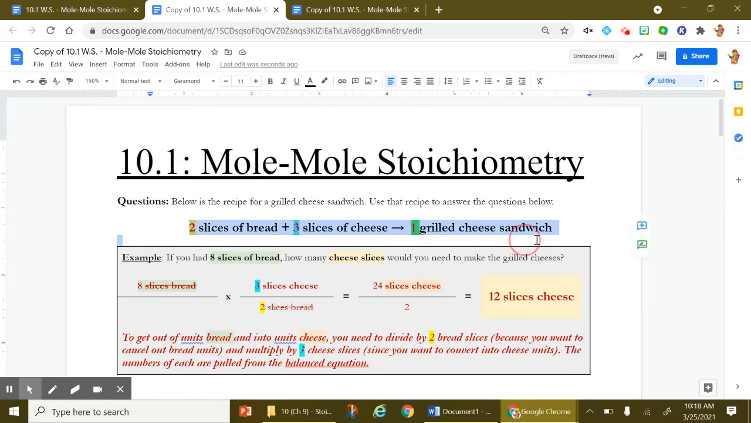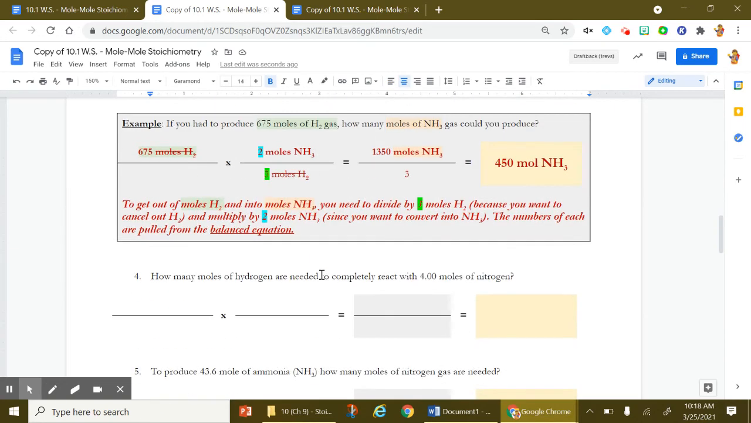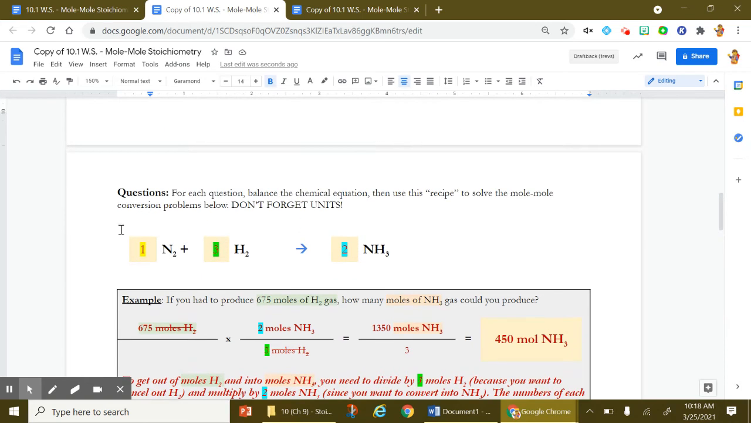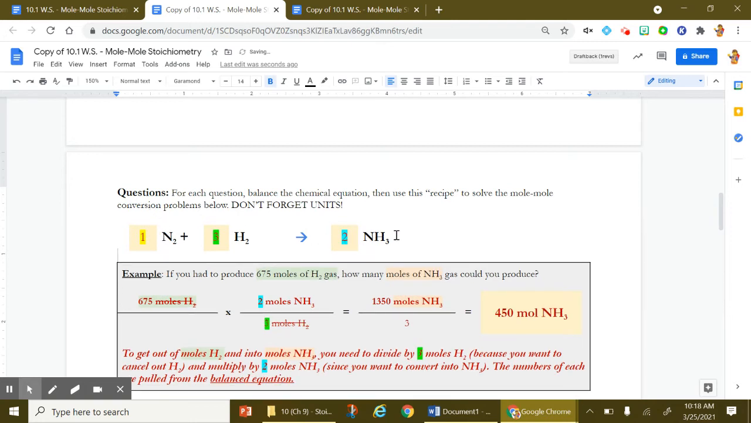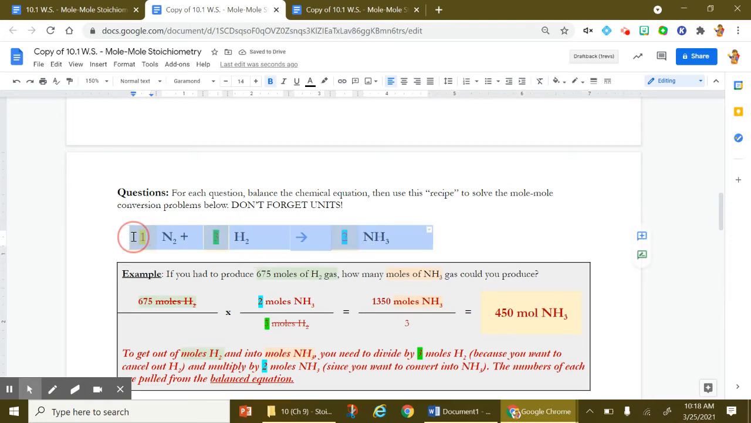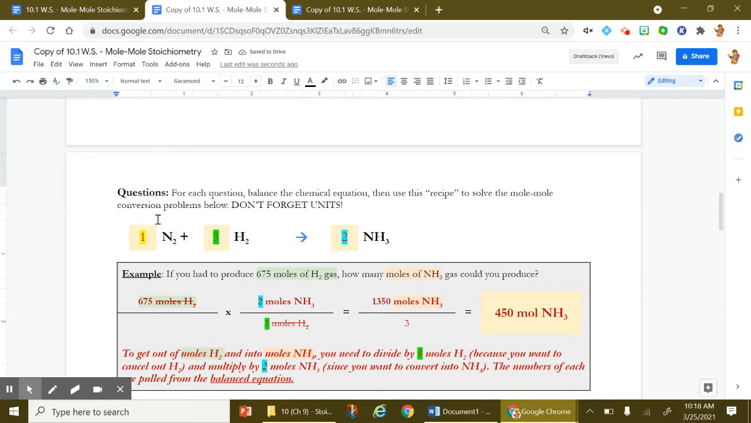Now, this is not a chemical equation. This is just a recipe. So let's use an actual chemical equation. Okay, here we go. This right here is the chemical equation for the production of ammonia fertilizer. This is perhaps one of the most important chemical equations because this makes the fertilizer that feeds us, all right, that makes the food that feeds billions of people on Earth.